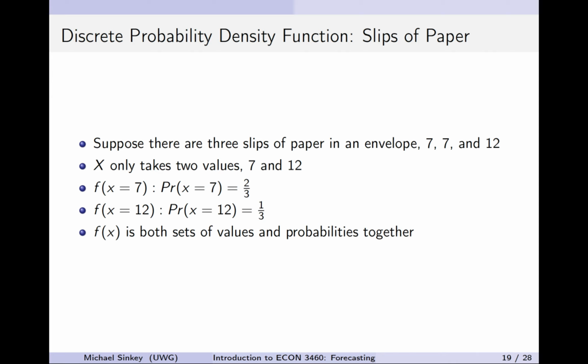And f of x is you take the function and it is an assignment rule for all the outcomes. In this case, there are just two outcomes, 7 and 12. And the assignment rule is those specific probabilities based on how likely you are to pull those slips out of the envelope. So when I think of the probability density function, the rule is very simple. This is kind of trivial in this case. I'm pulling two slips out of the envelope that are 7 and one slip that is 12. That's the rule.